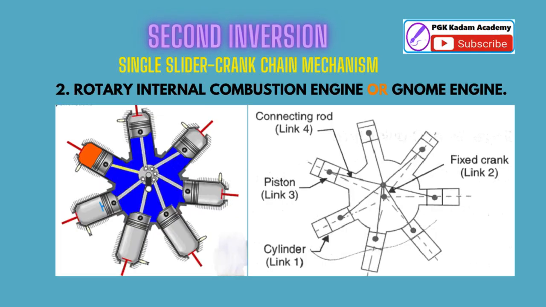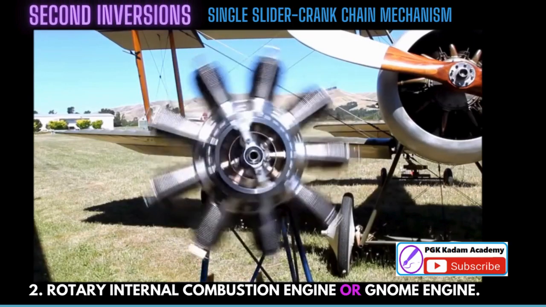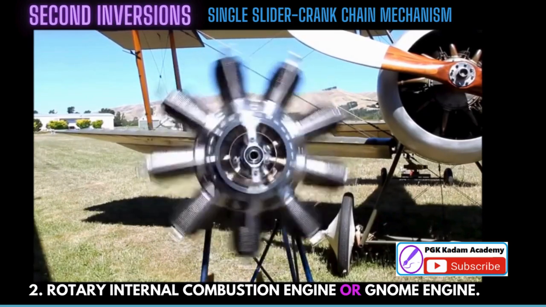2. Rotary internal combustion engine or Gnome engine. The rotary internal combustion engine mechanism is the second inversion of the slider crank mechanism in which the crank is fixed. It consists of 6 cylinders in one plane and all revolve about the fixed center D, as shown in the figure, while the crank, link 2, is fixed. In this mechanism, when the connecting rod, link 4, rotates, the piston, link 3, reciprocates inside the cylinders forming link 1. Applications of rotary internal combustion engine or Gnome engine.